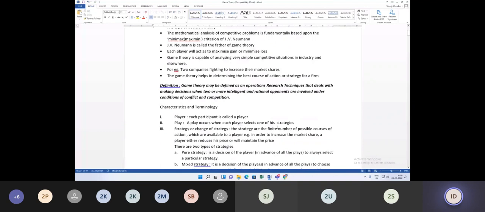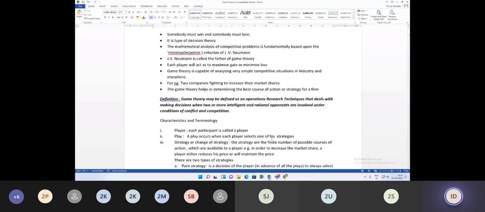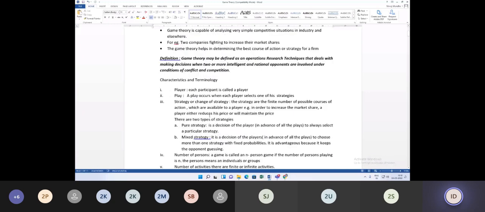As I said, two or more intelligent and rational opponents, meaning players, are involved under conditions of conflict and competition. Because if two or more persons play a game and come together, conflict is going to be created, competition is going to be created, and from that competition we have to apply different strategies and take the decision. In game theory, as we already discussed last time, there are certain characteristics, also called terminologies, used.